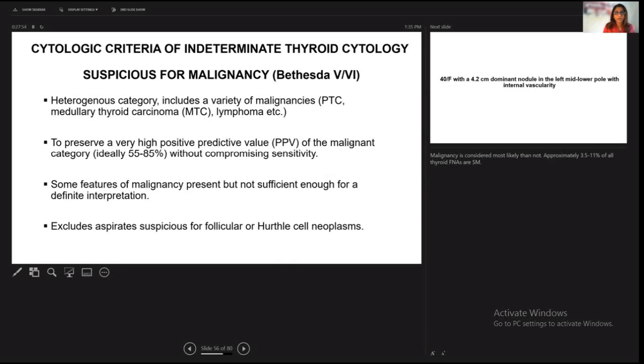The way I use Bethesda 5 is when I see an aspirate that reminds me of papillary, but there's this one thing that I'm not absolute about. I do not find inclusions. If I don't find inclusions, I don't put it in the malignant category. I bump it down to suspicious. For me, inclusions need to be there in addition to all the other nuclear features of PTC to call it malignant. And again, that is subjective. This is how I practice, and I hope you find this helpful.